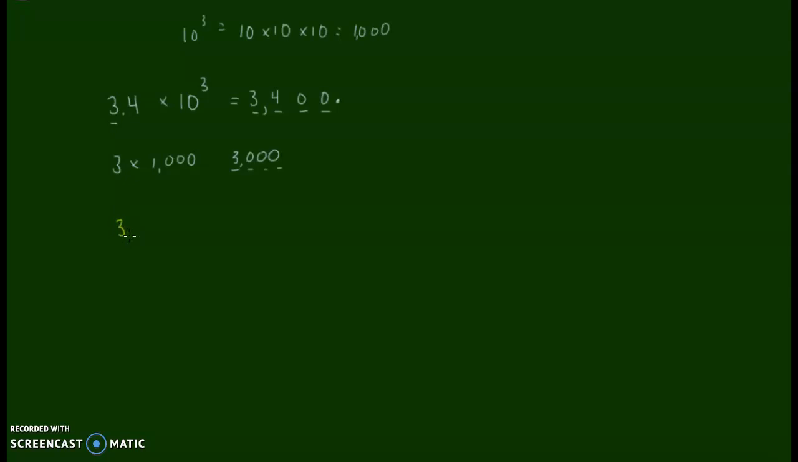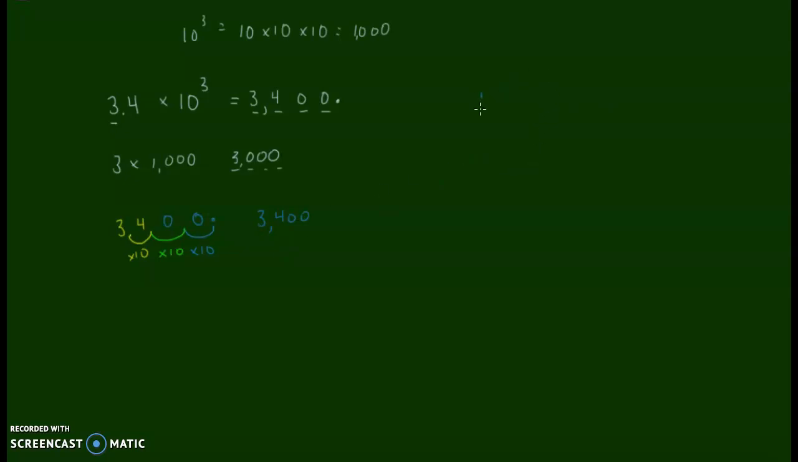Another way I can think about doing that is by moving that decimal point. And remember, when we multiply, the decimal point moves to the right, and each power of 10, it moves to the right 1 spot. So times 10, times 10, and times 10. There are 2 spots that need to be filled in with zeros. Our decimal will be at the end, and we get 3,400. So again, it doesn't matter which method we use, you're still going to end up with the same amount.